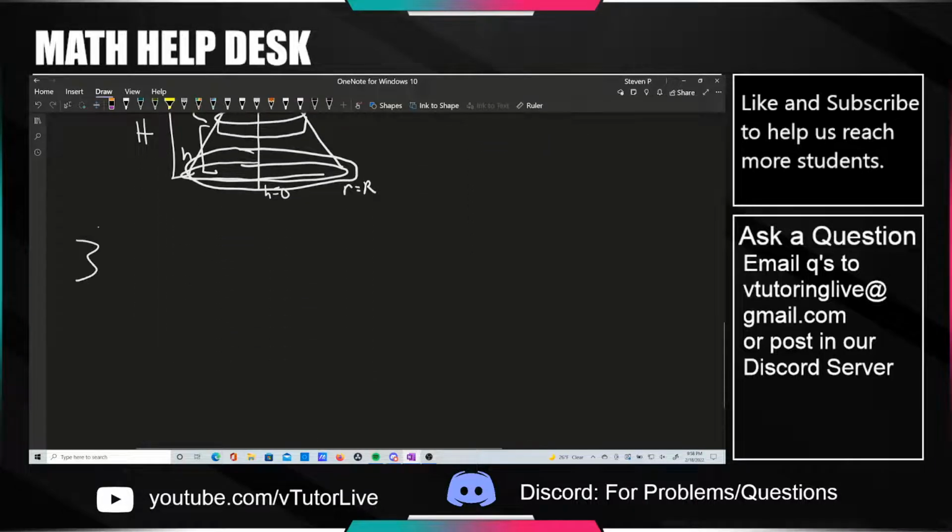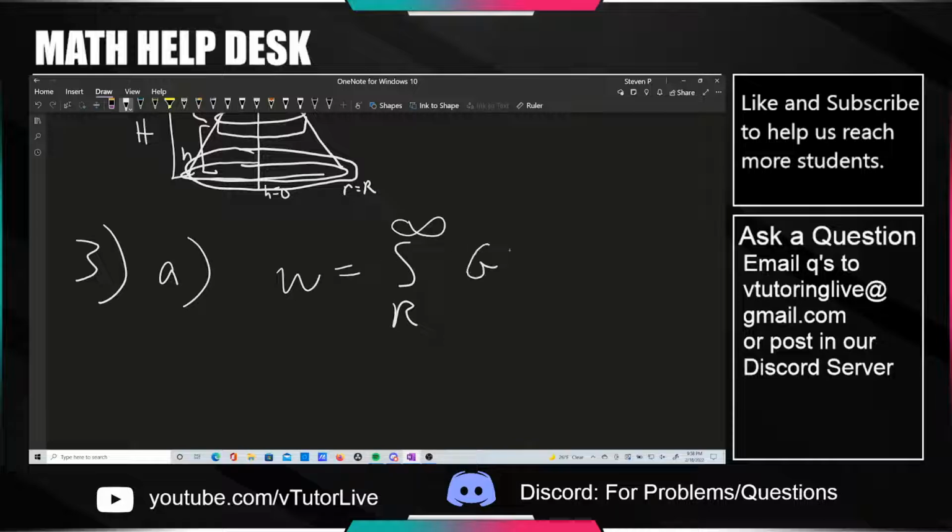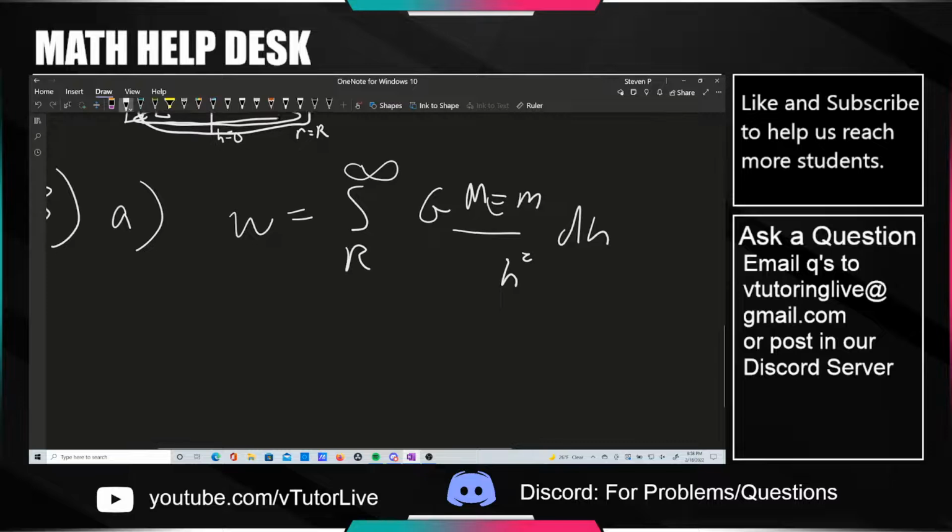All right, so for 3a, we're saying the work needed to free yourself from Earth is the integral from R to infinity of G times the mass of the Earth times your mass over h squared dh. I'm not going to show how to do this because there's really not a lot to say. The G, the M_E, and the m are all just constants, so they can just pop right out. So really you're just integrating 1 over h squared dh from R to infinity. So go ahead and do that, and you should be able to get what they think it's equal to.